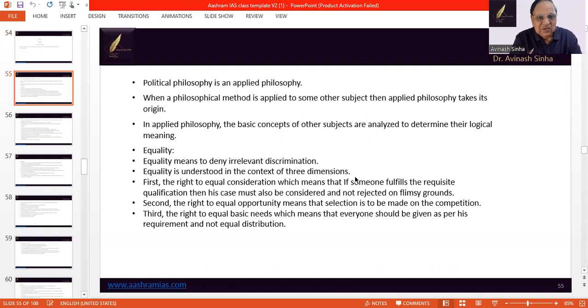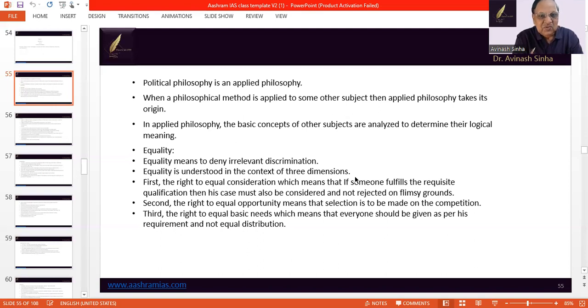Political philosophy is an applied philosophy. When a philosophical method is applied to other subjects, then applied philosophy takes its origin. When philosophical method is applied to political science, then political philosophy takes its origin. In applied philosophy, the basic concepts of that subject are analyzed to determine their logical meaning.